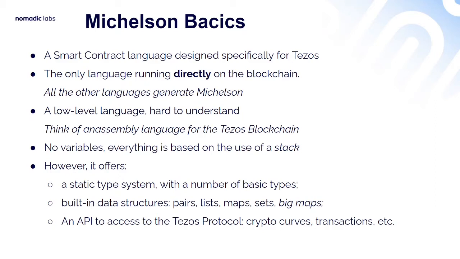As it's a low-level language, it's a bit hard to understand, although it's readable. You can think about it as an assembly language for the Tezos blockchain. There are no variables. Everything is based on the use of a stack. On the other hand, it offers some advanced features, such as a static type system with a number of basic types, built-in data structures, such as pairs, lists, maps, sets, and big maps, and an API to access the Tezos protocol, like crypto curves, transactions, etc.